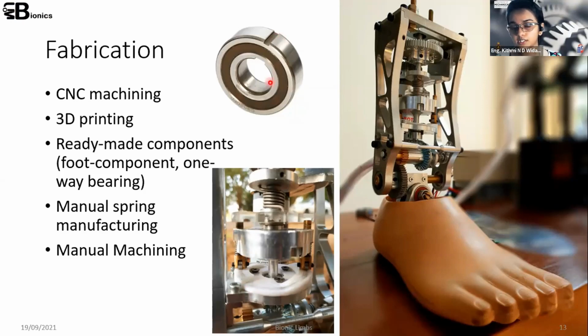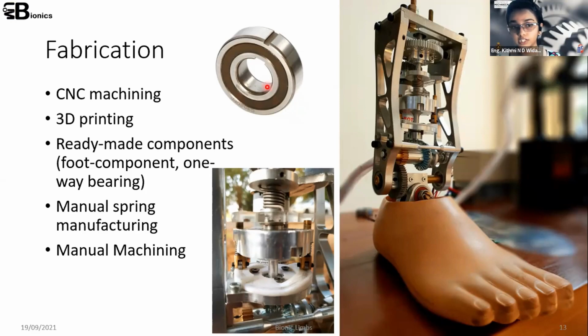And I have to make a small clarification about the one-way bearing. It is actually a bearing that can rotate only in one direction. When it tries to rotate in the opposite direction, it locks. So it is a crucial element in our device, and we use that as well. So it was ready-made.